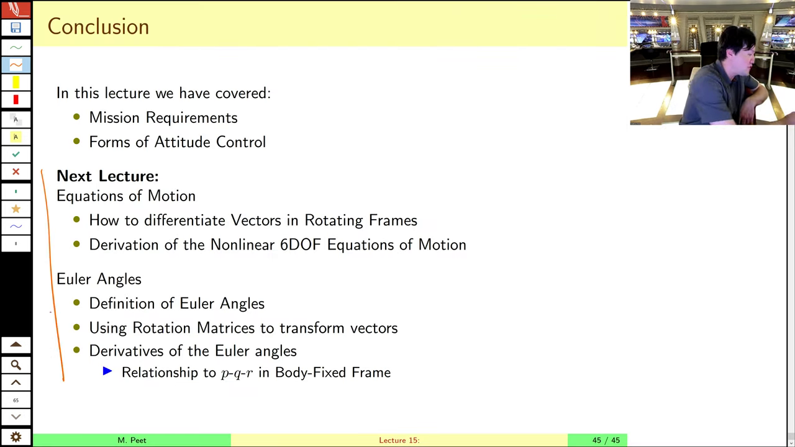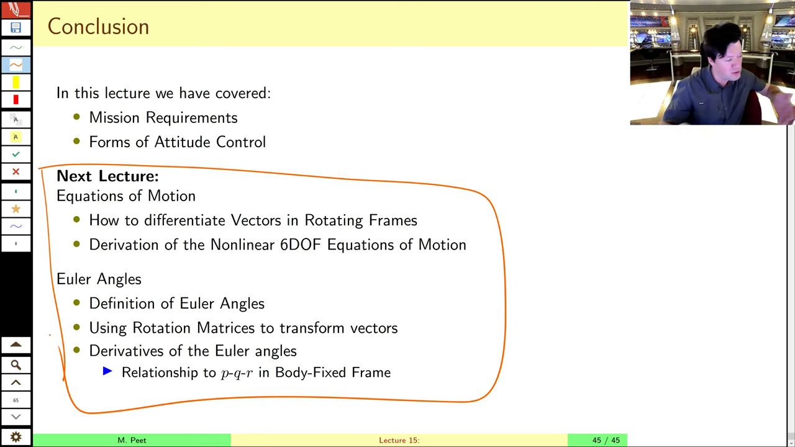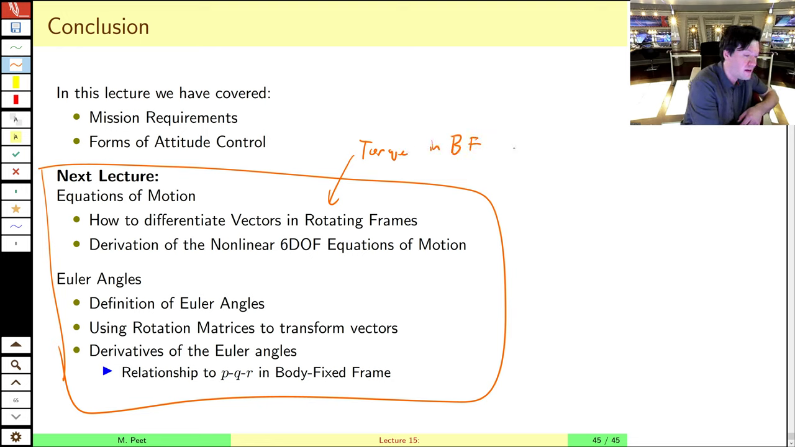Finally, next lecture, we'll talk about the equations of motion, right? So with this lecture, we've talked about how to create torques, and in the next lecture, we'll talk about what to do with those torques, how to control your spacecraft, the difference between the body fixed and the inertial axes, and how the equations of motion are quite different. Because remember, you're generating torque in the body fixed frame. And how does that affect motion in the inertial frame? Torque is in the body fixed frame, but motion is in the inertial frame. And it turns out the equations of motion, because of that, become very complicated. But we'll talk about that next time.